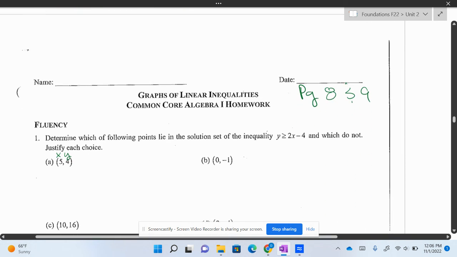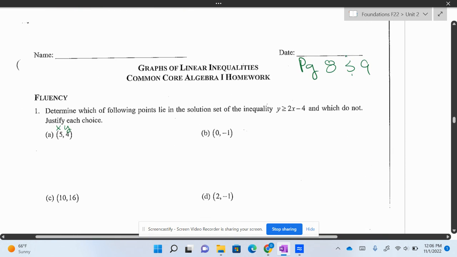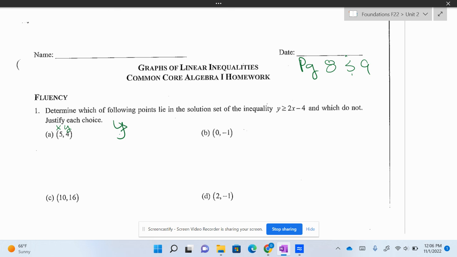Done? Okay, Dakota, I'll leave this first one up for you when you come back. All right. So we're just taking this inequality. Y is greater than or equal to 2x minus 4, and I'm plugging in the ordered pair. So what value am I replacing y with? Kate? Greater than or equal to? Yeah, it is.